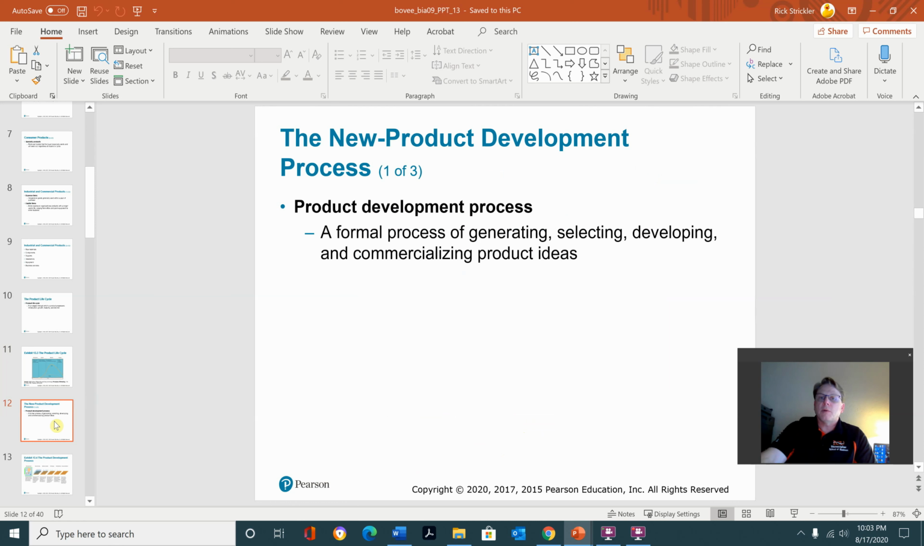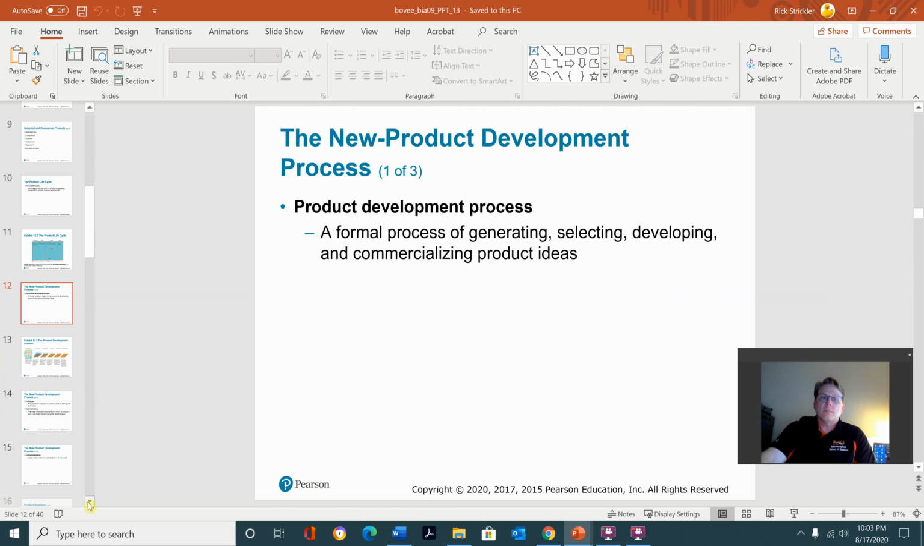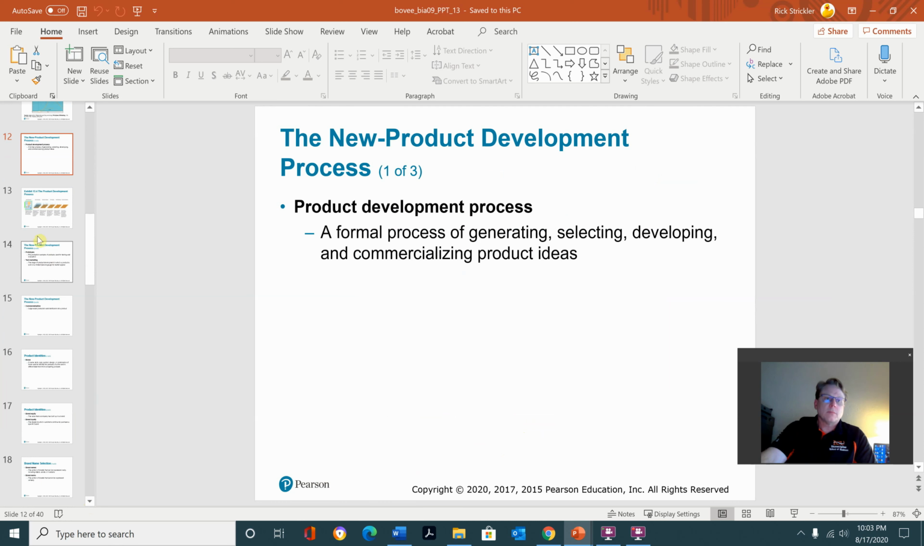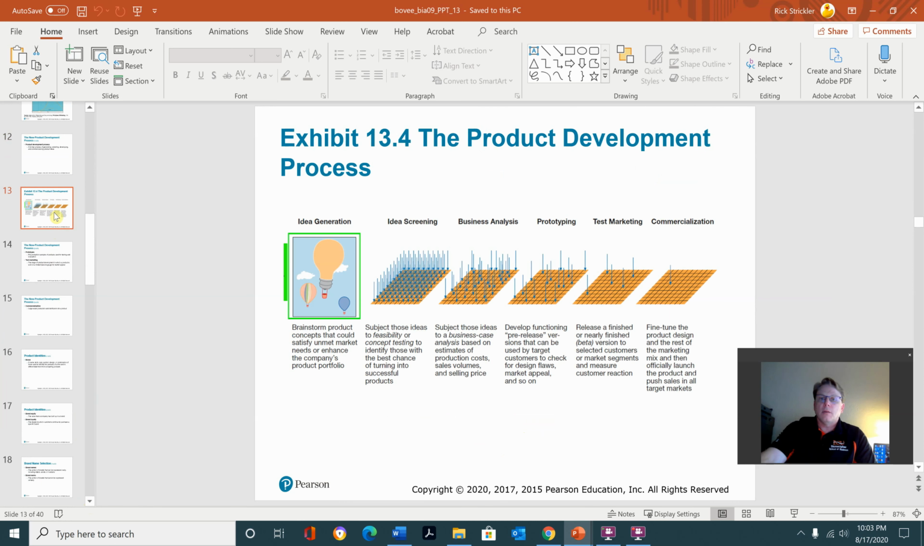Product development process, a formal process of generating, selecting, developing, and commercializing product ideas. So you have idea screening, business analysis, prototyping, test marketing, and commercialization.